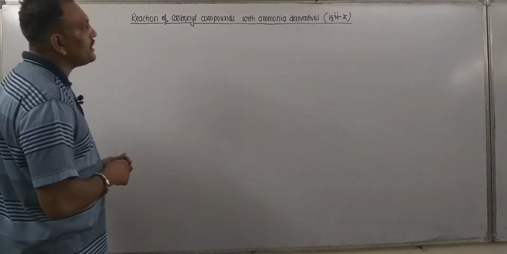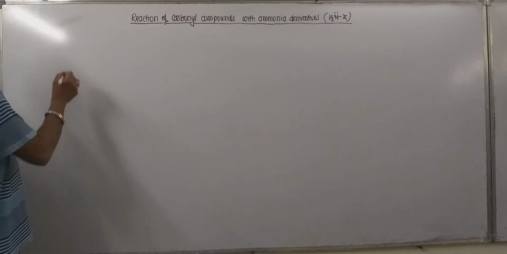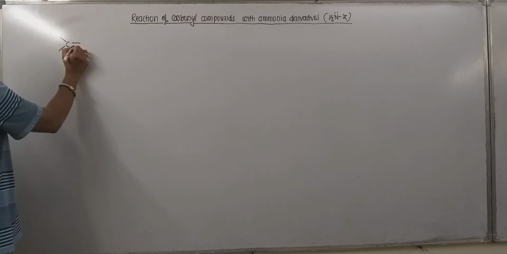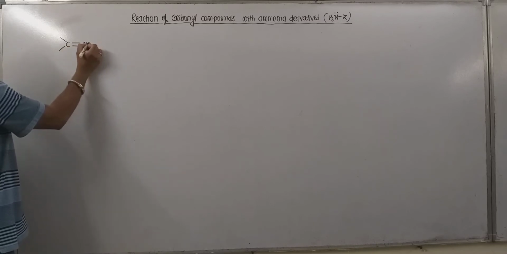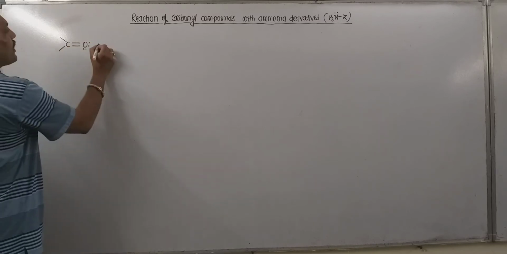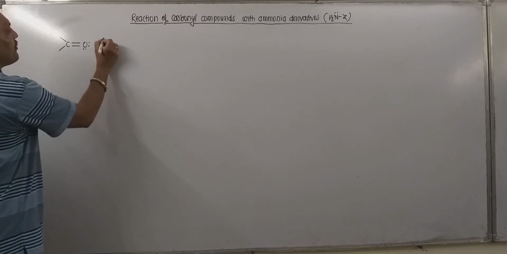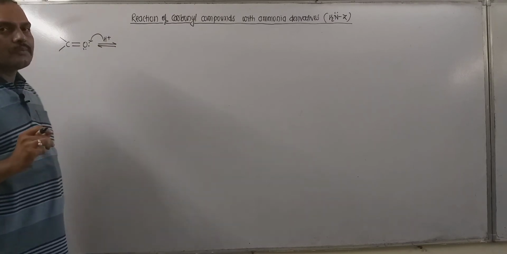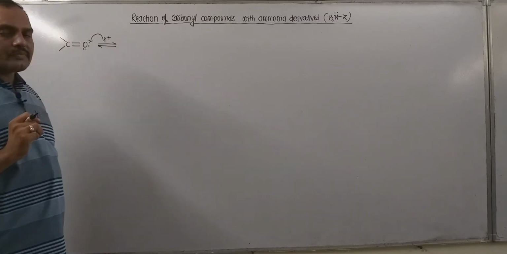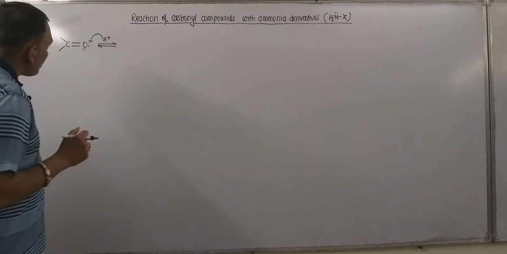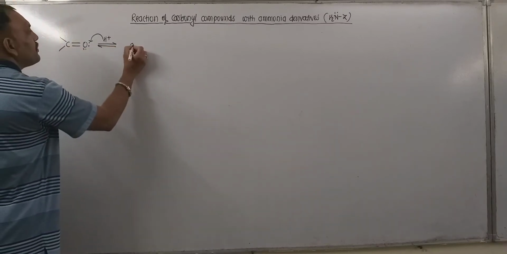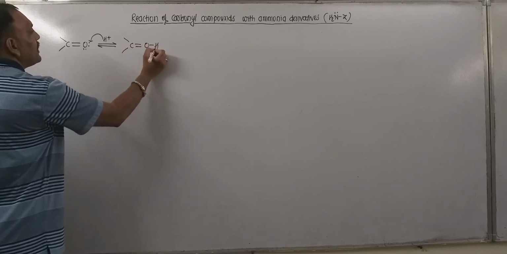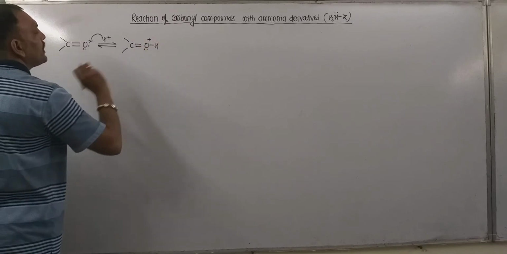Now take a look at how this happens. During the course of the reaction, what happens? This is the carbonyl group. We know very well oxygen bears a lone pair of electrons. In the very first step, protonation takes place. The proton attacks the electron-rich oxygen, leading to the formation of an intermediate, which may be given as.